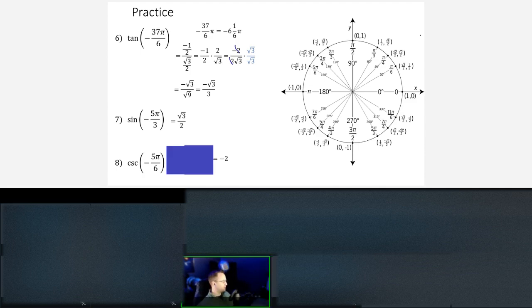All right, let's take a look. So negative 5 pi over 6. Well, 5 pi over 6 is 150 degrees. So negative 5 pi over 6 is going to be negative 150 degrees. So that puts us right here. So we should be looking at this coordinate right here. And we want the y value, right? So it's 1 divided by this y value, negative 1/2.